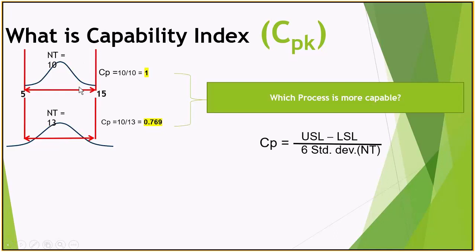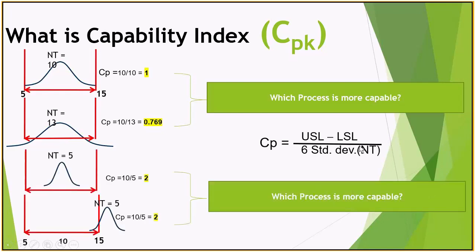Let me reiterate. If your CP is greater than 1, it can be greater than 1 only in the case when your natural tolerance, or your 6 standard deviation, or I would say the overall process tolerance, is less than the difference between your USL and LSL. Then only you will have this value greater than 1. So always note, whenever your natural tolerance or the process tolerance is less than the difference between the upper and lower specification limit, you have high process capability.